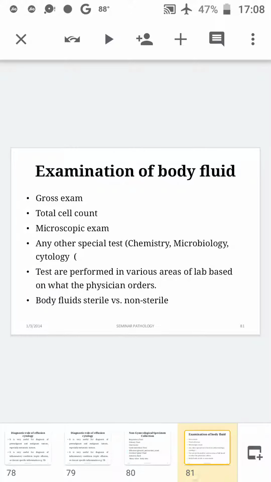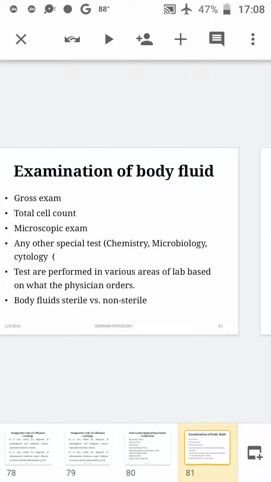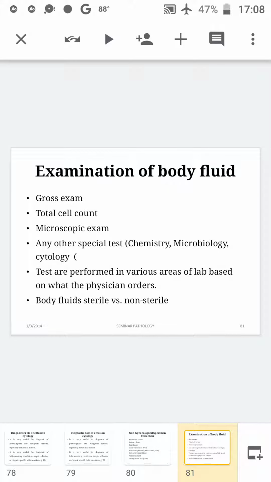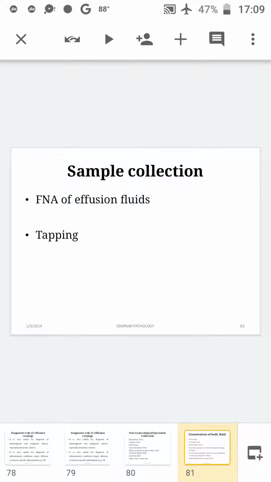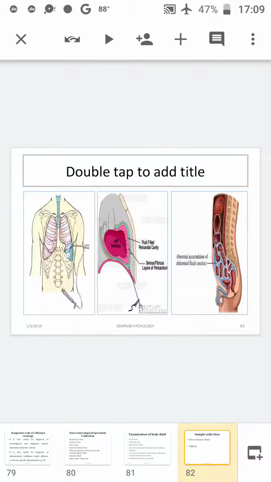Now coming to the examination of the body fluid, again the same as CSF, you have to look for the gross macroscopic picture and then the microscopic. Macroscopy means you look for color, turbidity, viscosity, and clot formation. Microscopically you look for the cell count, the type of cells, differential count, and cytology, that is, presence of malignant cells or not, and any other special tests, which include enzymes, chemicals or microbiological tests. Sample is collected by FNAC technique or by the method called tapping.